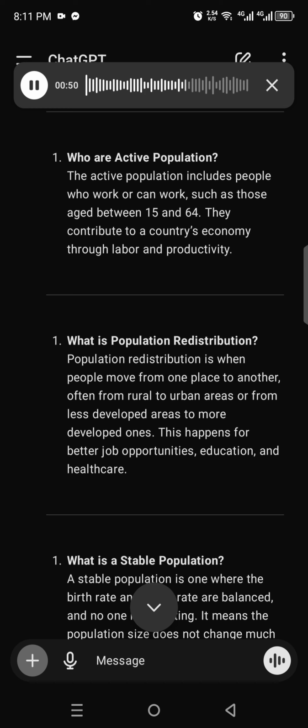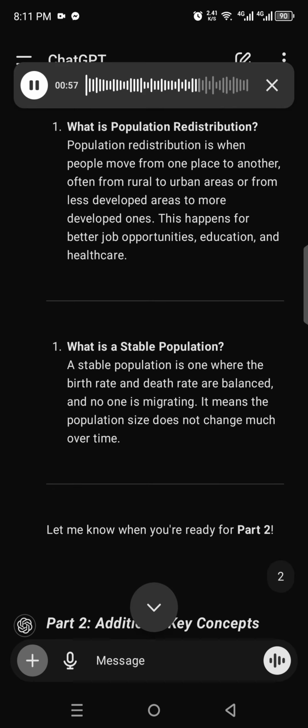4. What is population redistribution? Population redistribution is when people move from one place to another, often from rural to urban areas or from less developed areas to more developed ones. This happens for better job opportunities, education, and healthcare.